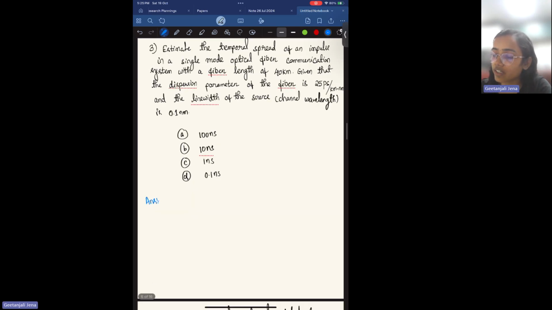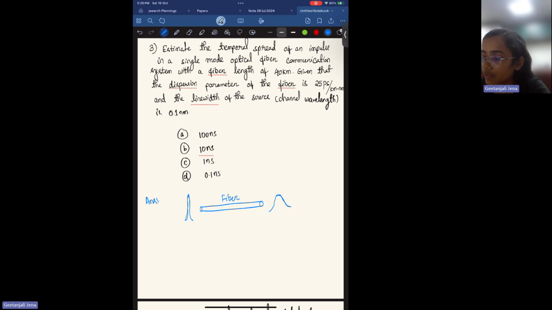So if you recall, when you incident a laser source of line width delta lambda, the output after going through a fiber, let's say this is the fiber, you will see there will be a decrease in amplitude and there will be a spreading. The decrease in amplitude is attenuation, and the spreading is due to the dispersion. So this is what we mean by temporal spreading.